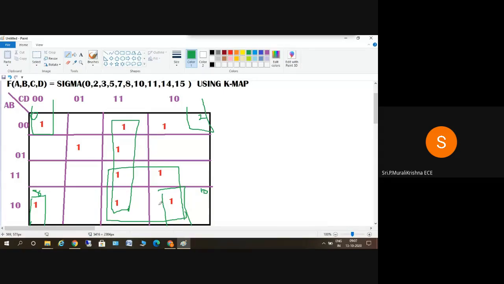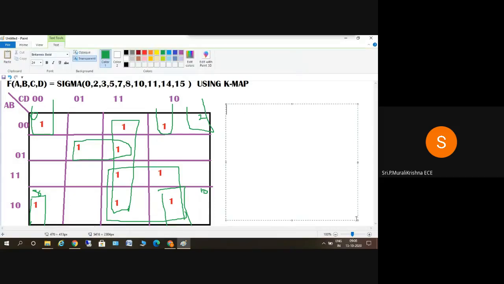And what are the things left over? So this is already covered, right? So we are left over with one pair. So 3 quads and 1 pair. The first quad is 3, 7, 11, 15.